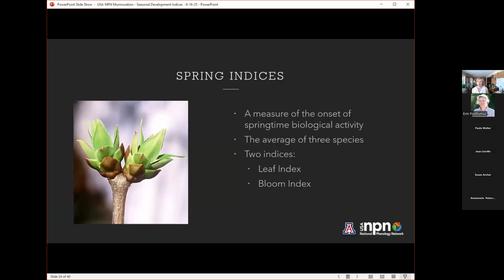We can apply that same concept of indices to spring, and we do. We have a couple of spring indices that we generate maps for, and they are an integrated measure of when spring is starting and how it is progressing. Really, the best way it is interpreted is at a local scale: is spring starting earlier or later? We have two indices, the leaf index and the bloom index. They are indices because they are composites of three distinct species.